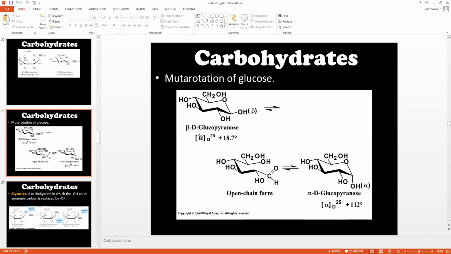So in this case, if I had beta D-glucopyranose with a specific optical rotation, in solution, that beta D-glucopyranose can adopt an open chain form, and at that point, it can interconvert between both beta and alpha. So at any given point in solution, I'm going to have certain mixtures of each of these compounds.